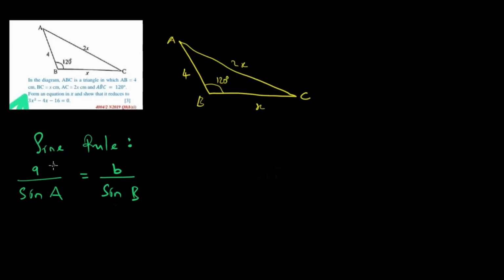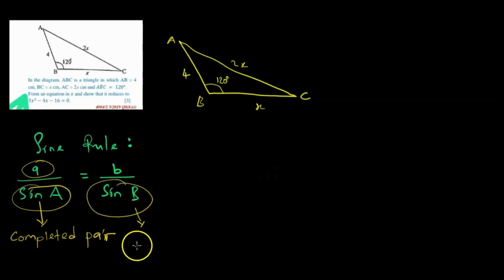But the reason we do a over sine a is equal to b over sine b is that I just want to draw the formula we will use when solving. So if we want to find b, for example, we need a and sine a. So we need a side and its corresponding angle. And when we were doing the sine rule we said this is called the completed pair, like this. Then we also need b, which is what?